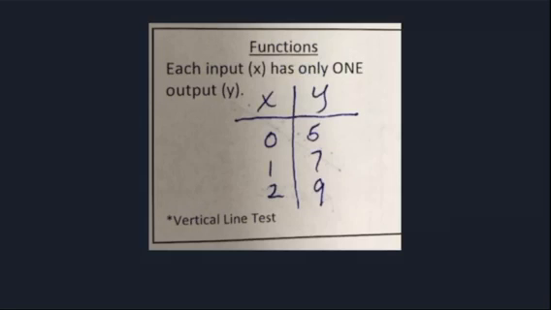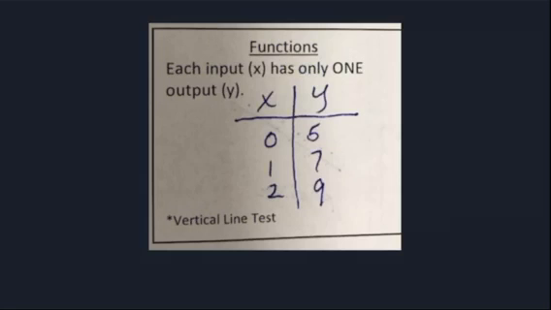And functions. Each input has only one output. So remember, we talked about how our x values cannot repeat with a different y value. So here I have 0 and I get a 5. Put in a 1, I get a 7. Put in a 2 and I get a 9. Now if I was to add to this list, I put in a 2 and get a 3, then it would not be a function, right?